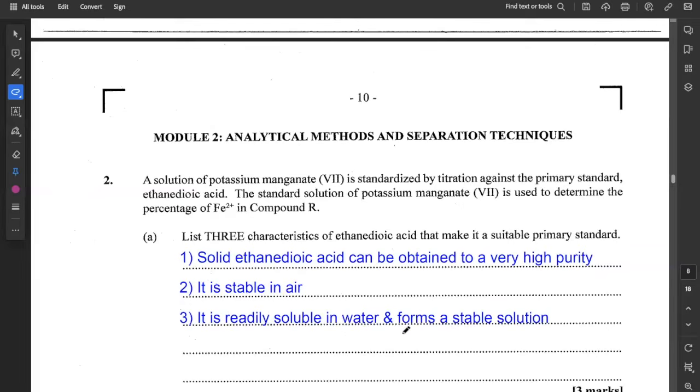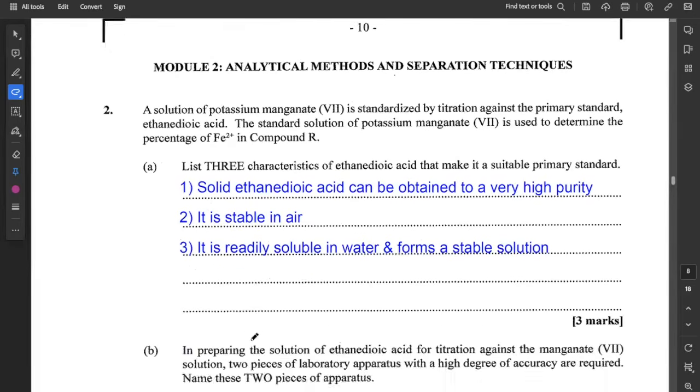So we can then use that as a primary standard to make sure that the solution of potassium manganate 7 has the correct concentration, that we're sure of the concentration of it, so that we can then use it to figure out the percentage of iron 2+ in compound R, okay? So these are the characteristics that make ethane dioic acid particularly useful for that function as a primary standard, okay?